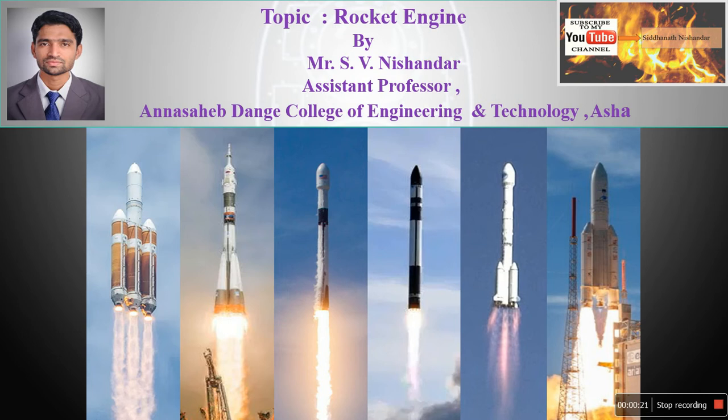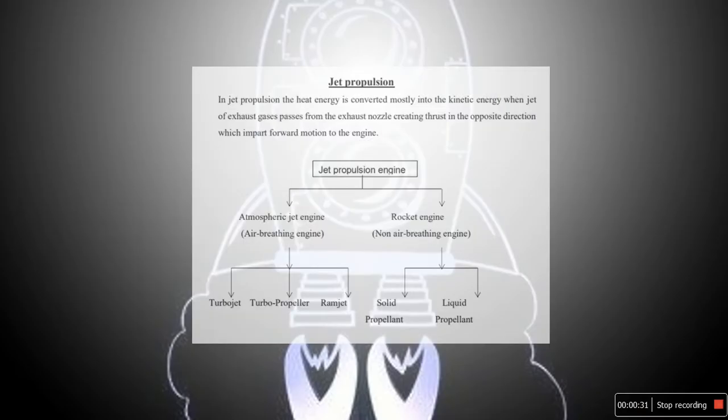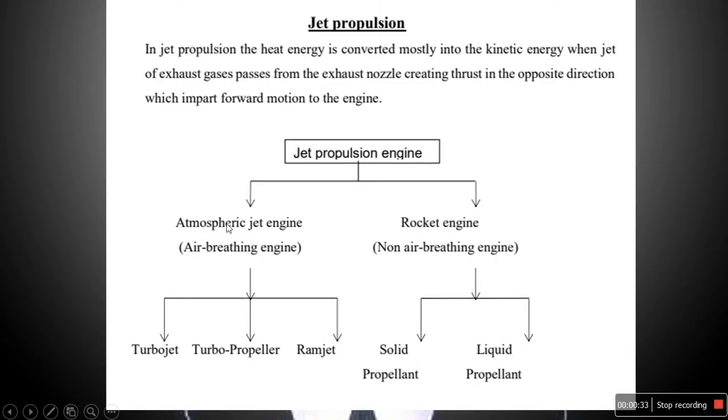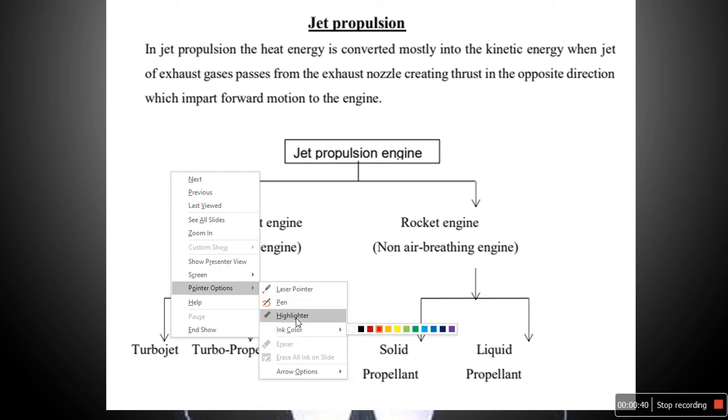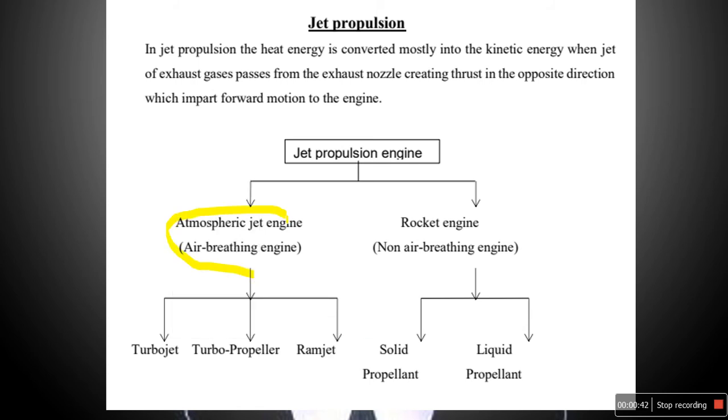We covered the previous air breathing engines, that is the turbojet, turboprop and the ramjet. Okay, today we see the non-air breathing engines. Let's start with the basic difference between the air breathing engines and the non-air breathing engines. In air breathing engines we have what we call a jet engine.